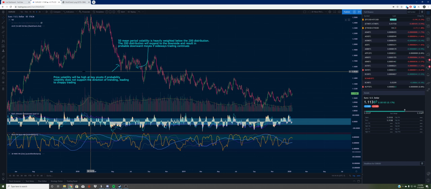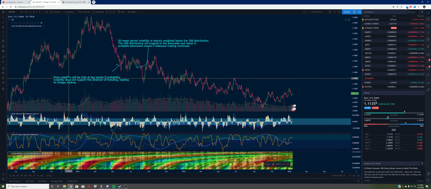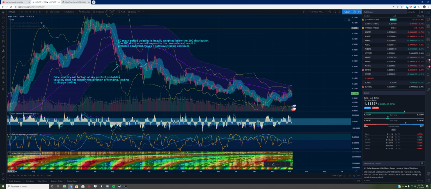I have a really old note here back from early 2018. Price volatility will be high at key pivots if probability volatility does not support the direction of trending, leading to choppy trading. Nice. 50 mean period volatility is heavily weighted to the downside below the 200 distribution. Let's just get 100 band meow-mix loaded up on the base periods. Beautiful. 200 to the downside, resulting in probable downward moves if sideways trading does not continue.